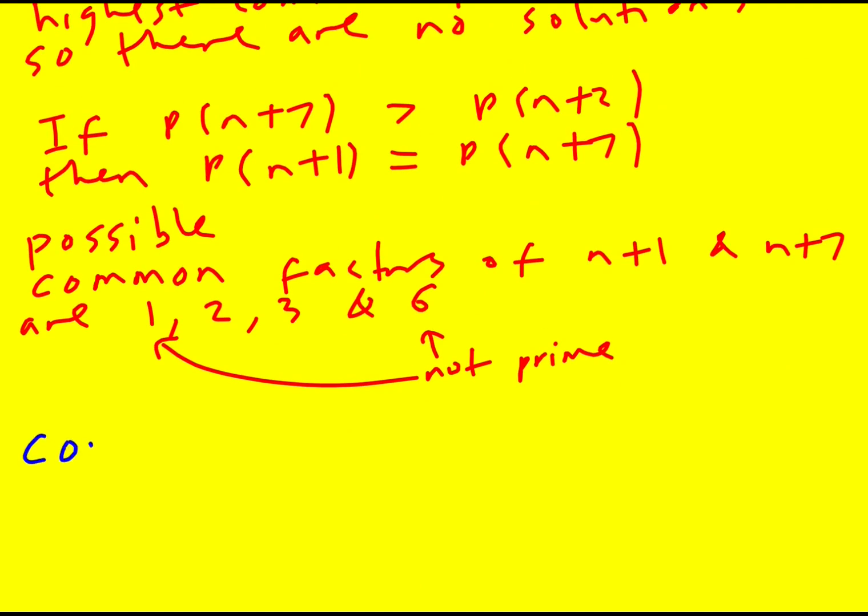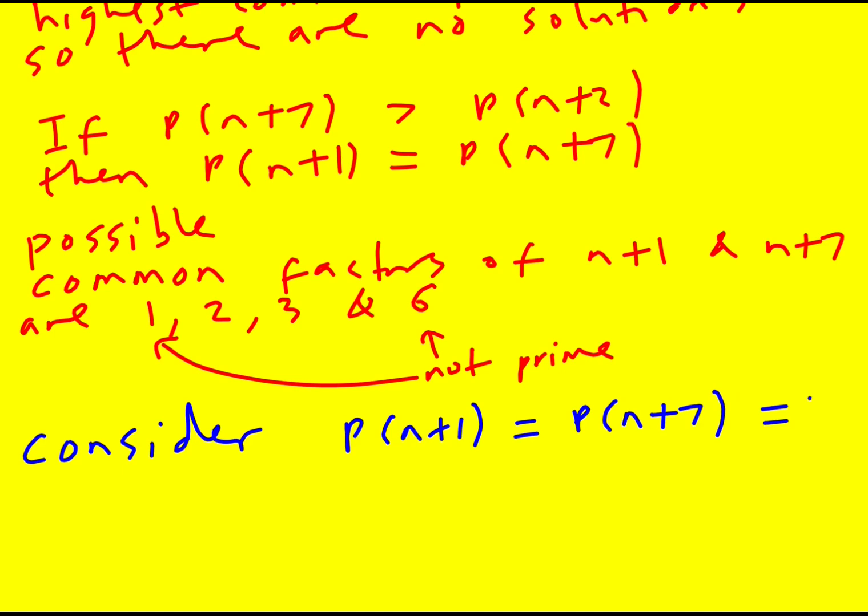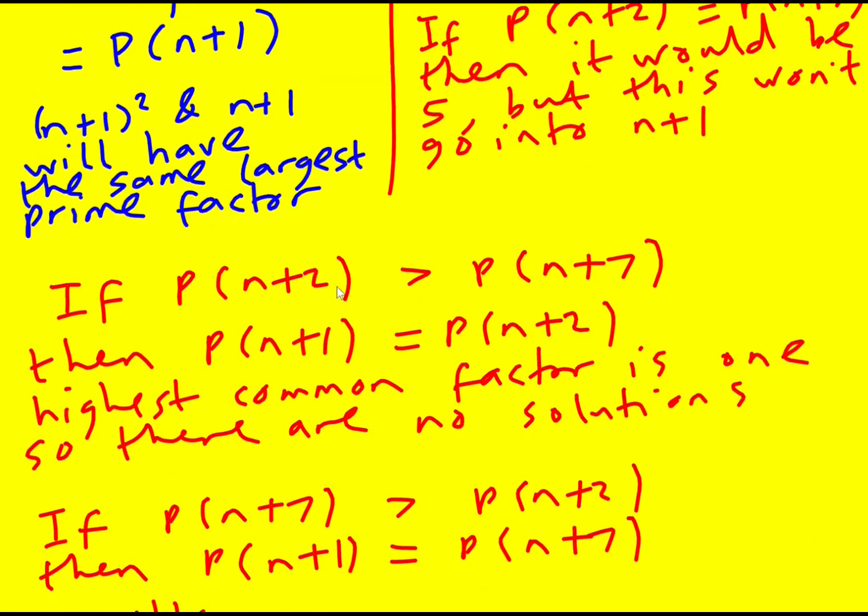So consider Pn plus 1 equaling Pn plus 7 equaling 3. And then Pn plus 2, which was smaller, is going to have to equal 2. That is the absolutely crucial bit of this question. And I just want to dwell on it a little bit longer.